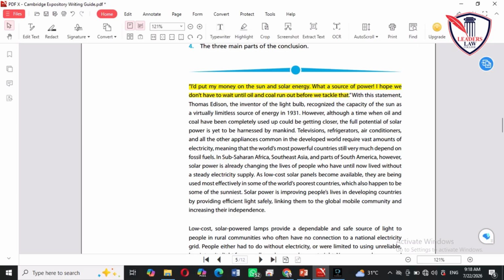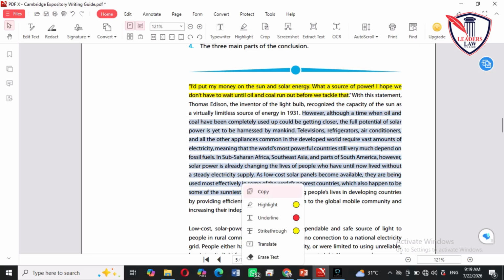Thomas Edison is the inventor of the light bulb. As we are discussing the alternate source of energy, and Thomas Edison was also the inventor of the light bulb, he worked in the field of energy, so his quotation is relevant to the topic, fits here, and grabs the reader's attention. So you see, the writer has started with a hook which is a quotation, then he moved on to some body paragraph. Let me highlight the body paragraph first and then read with you.